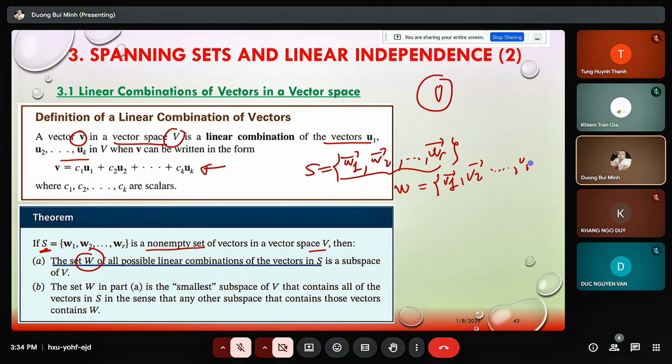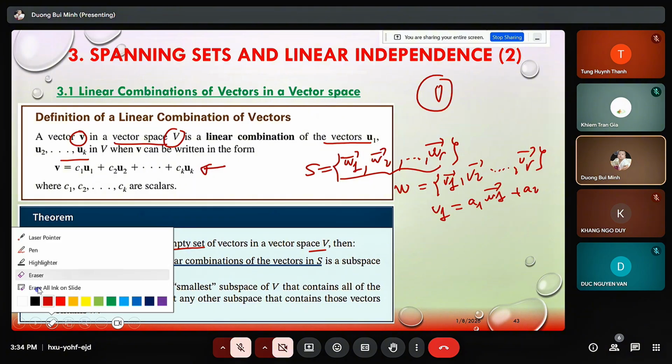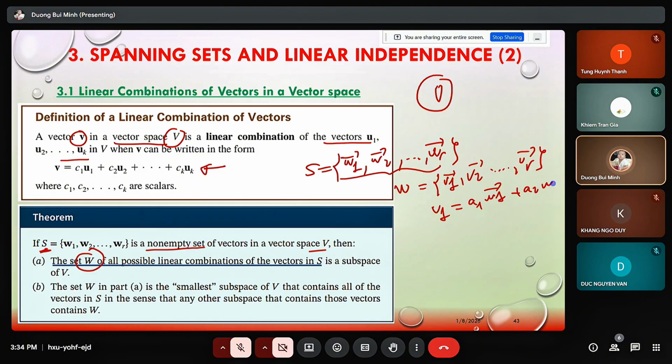Of all possible linear combinations of the vectors in S. So V1 is a linear combination of all vectors in S. So a1 w1 plus a2 w2 plus ... plus ar wr. Okay, so all possible linear combinations become this space of vectors, the vector space V.